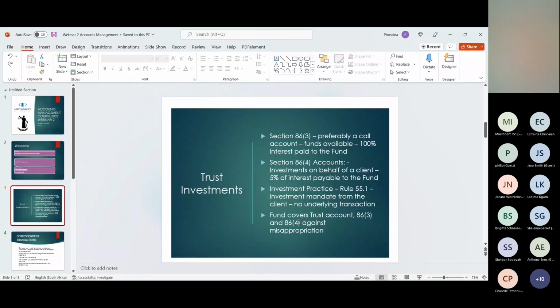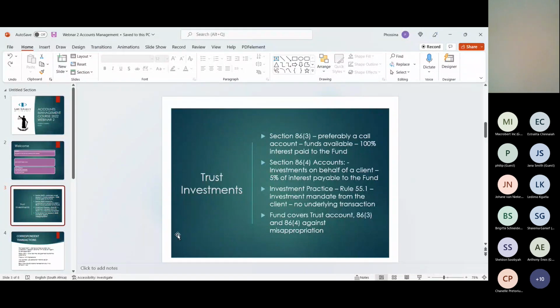There are auditing requirements. There are also reporting requirements that are there. And the thing that you then let your client know is that there is no recourse. You can't go to the fund and ask them to pay if ever anything happens to the funds. And the funds covered by the Fidelity Fund, it's your trust account, your Section 86.3, and your Section 86.4. Those are the ones covered against misappropriation.